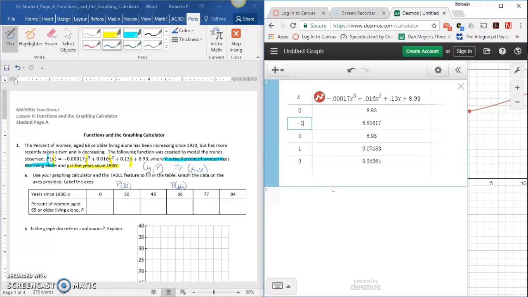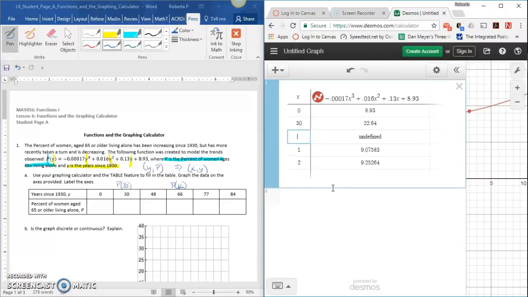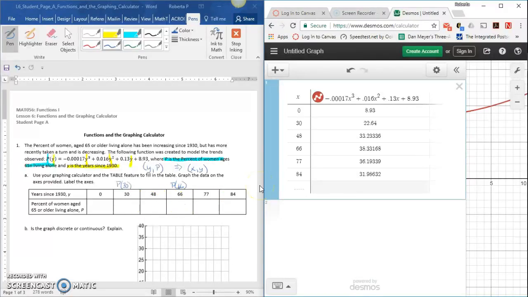And so 0, 30, and since I am telling it what input values I want, 48, 66, 77, it is automatically generating my output values, and then 84, and I have all the input values that were given to me and the output values that have now been generated, and so I can write these down in my list over here. So 8.93, and if we just round to 2 decimal places, we can fill these in.